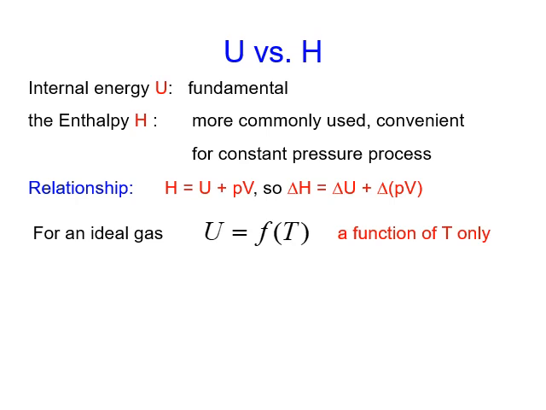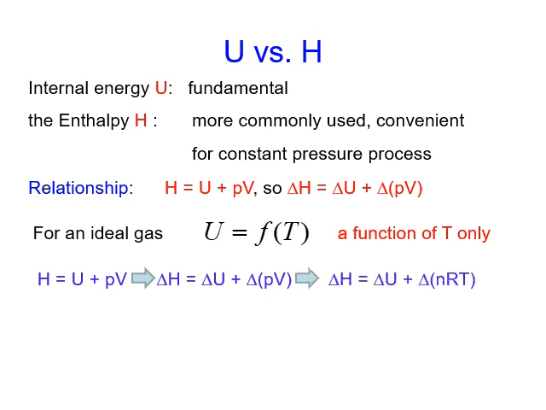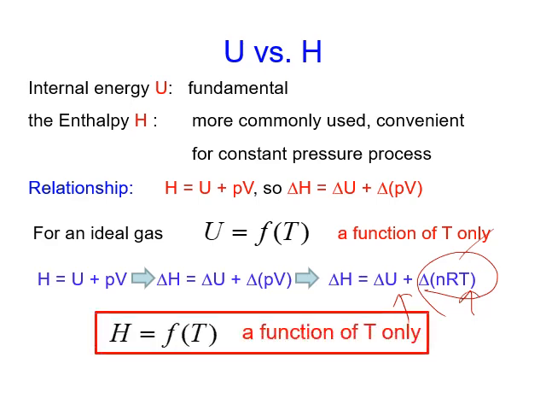So what about enthalpy? Enthalpy is internal energy plus PV, but internal energy is a function of temperature only. PV for an ideal gas is nRT, therefore it's also a function of temperature only. So both internal energy and PV are functions of temperature only, and therefore enthalpy is also a function of temperature only for an ideal gas.